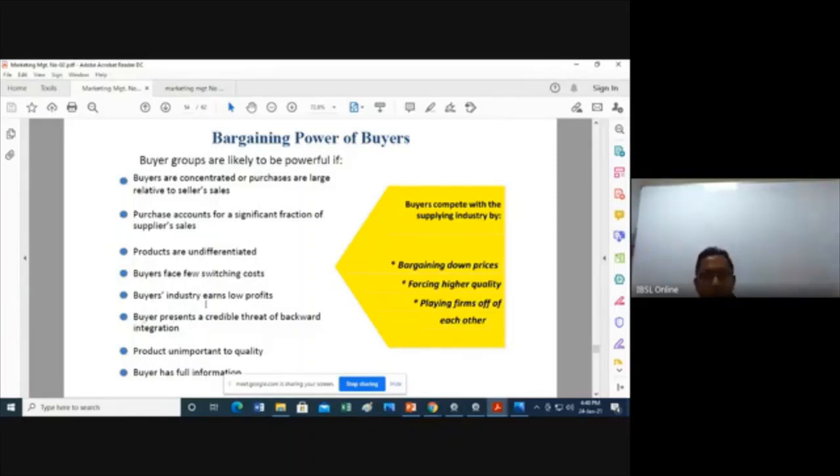And there are also many other things that make buyers powerful. And then the buyer represents a credible threat of backward integration. Again, say you are selling to somebody, but that person will start producing your material. Take a supermarket again, the same story.